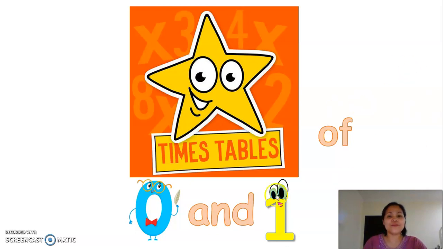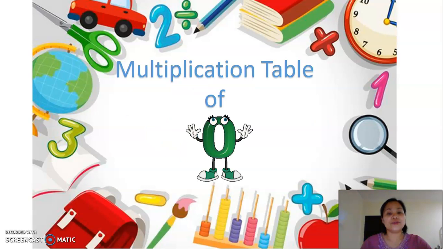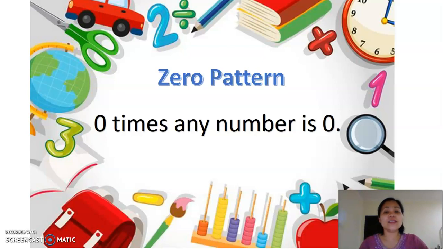In today's video, we will learn how to multiply by 0 and 1. So let's start with the multiplication table of 0. For the multiplication table of 0, we have what we call the 0 pattern. The 0 pattern states that 0 times any number is 0. It means that any number, no matter how big it is, if it's multiplied by 0, the answer is always 0. I'm going to give you some examples.